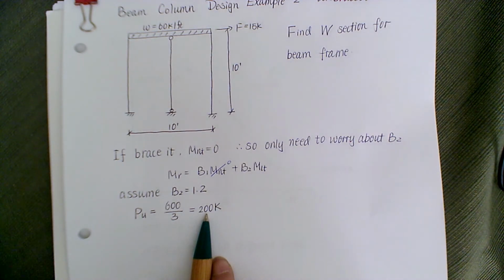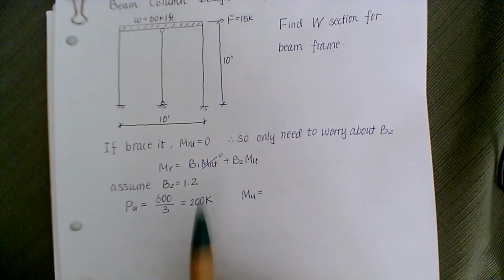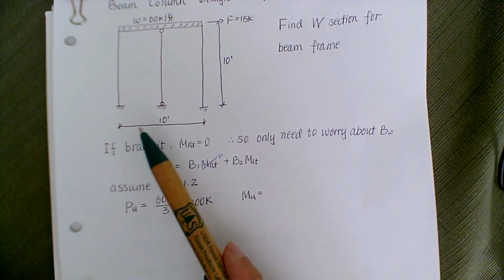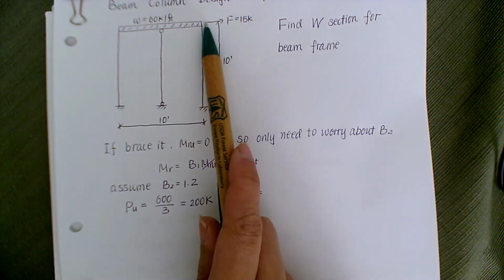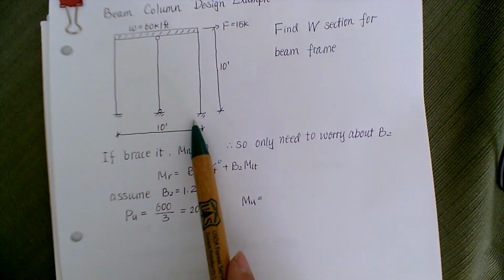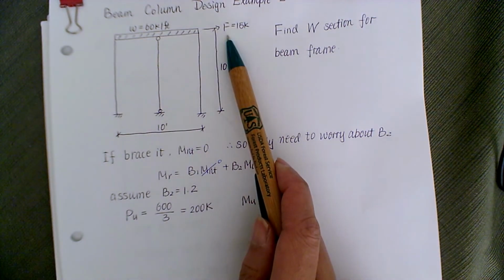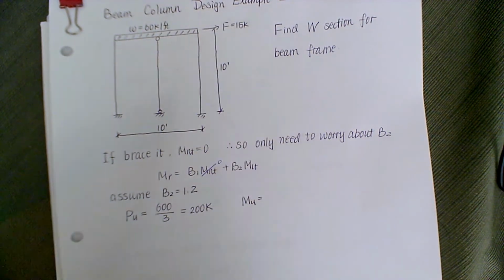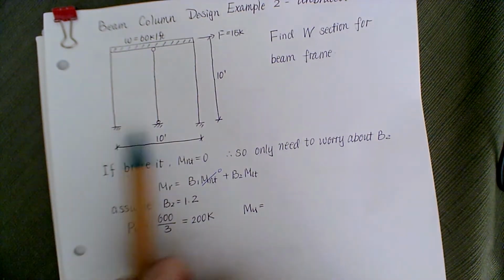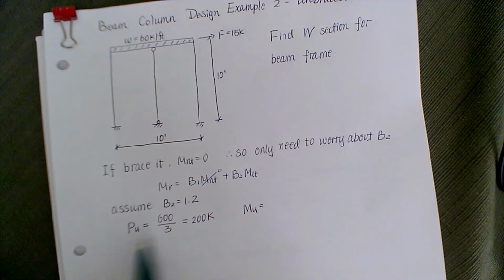And then let's try to calculate moment. So now let's see, for each column here, who is going to create moment? The bending moment will be 15K here. So the total moment created by this load will be 15 times 10, 150. However, how much is each column going to have? Are we going to divide by 3 again? The answer is no. Why?